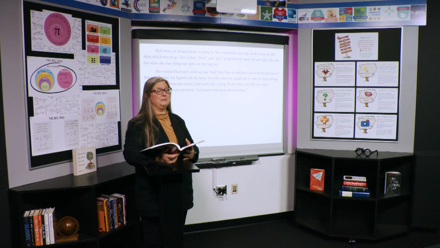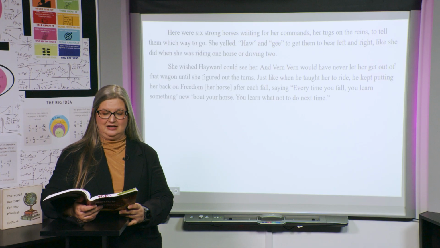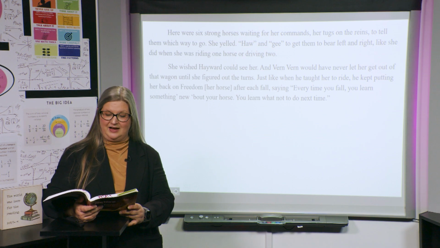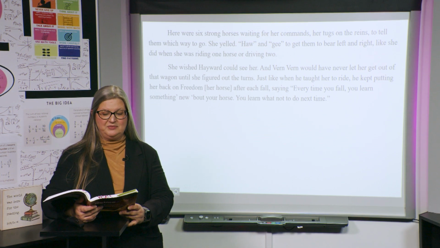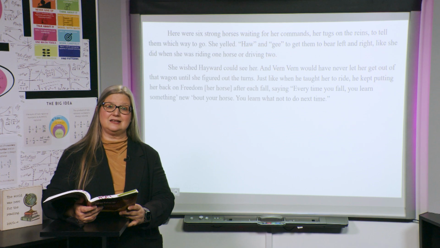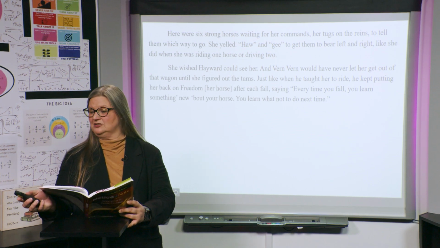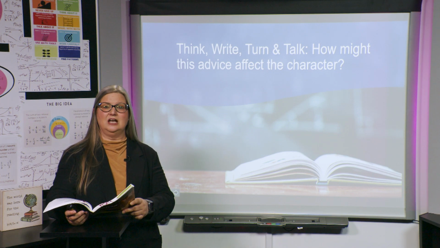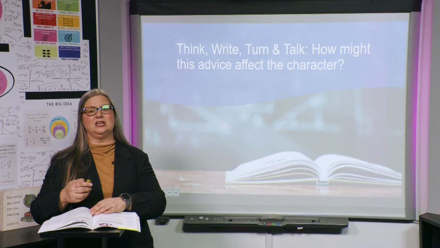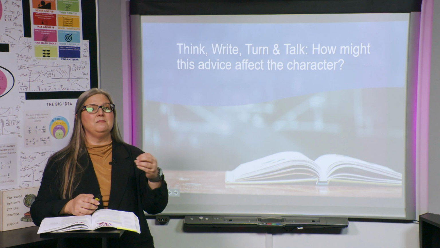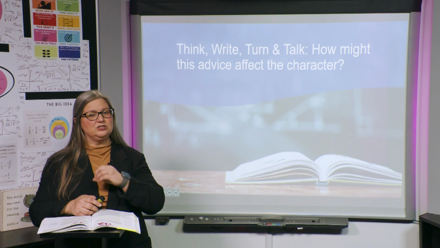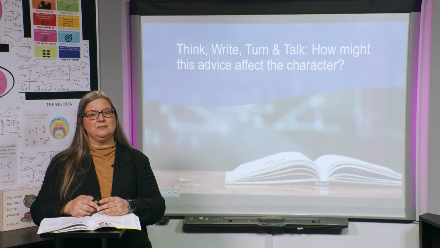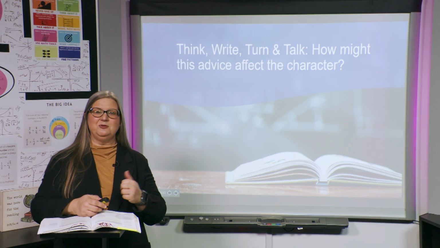Here's another important place to stop, because I've noticed another place where a wiser character has offered the main character some advice. Vern has told Charlotte something about what not to do the next time. Now remember the question we need to ask ourselves? How might this advice affect the character? I want you to think about that, and in your margin, think about how this advice may affect Charlotte. Once you've written your thoughts in the margin, turn to your neighbor and y'all discuss what you've been talking about, and we'll come back together.